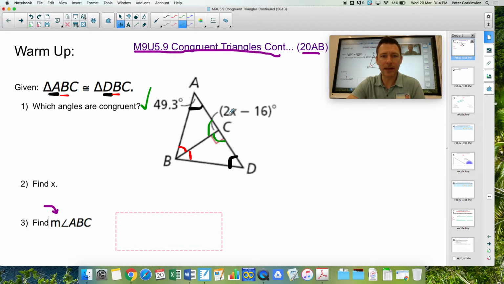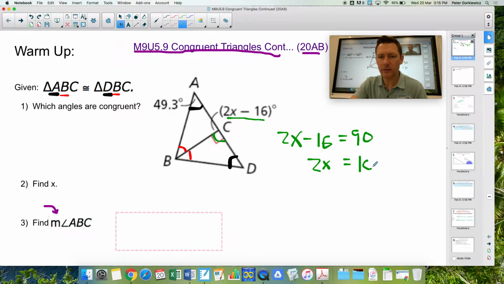Ching! They said find x. Well, x is this angle right in here. So I know that this angle should be equal to 2x minus 16. So we can say 2x minus 16 should be equal to 90. And we'll add 16 to both sides. Sorry, I'm writing with my finger. So add 16 to both sides, so 106. And then divide by 2. So 53, that's my guess.